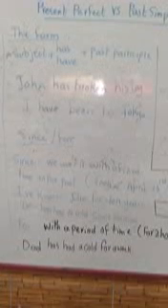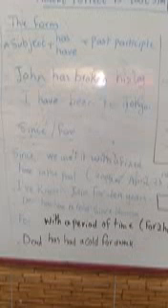The form of the present perfect: subject, has or have, and the past participle. For example, here we have John has broken his leg. John is the subject, has, and broken, the past participle of the verb, and his leg. Number 2, I have been to Tokyo. Here we have the subject, have, and the past participle of the verb.